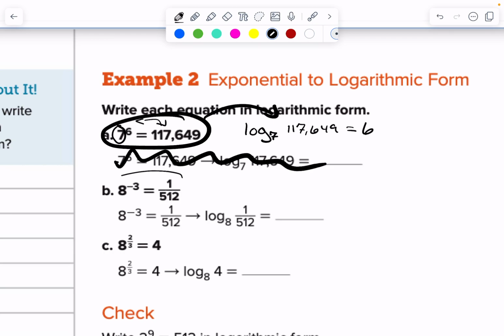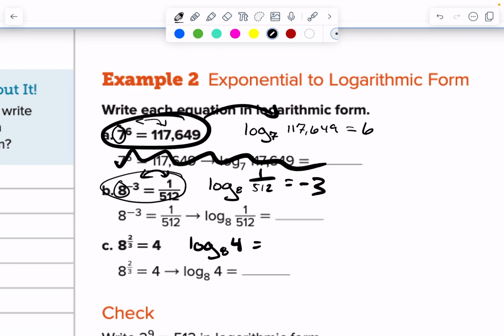Okay. Same thing here. I've got log, and the base of my log is going to be 8 because that's the base there. So I just write it as a subscript down lower a little bit. And then these two switch places. So 1 over 512 equals negative 3. Okay. Last one, log with a base of 8 of 4 equals 2/3.